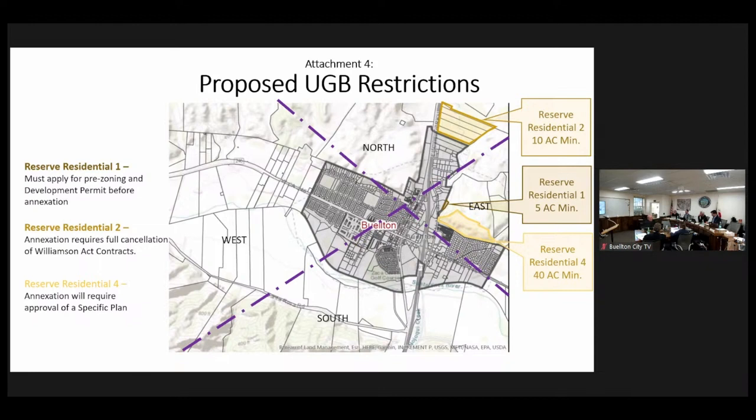Reserve Residential 2 is a 10-acre piece to the north. I'm sorry, this slide wasn't updated. As I mentioned, I'm sorry. Is that weird little piece of property that was next to the commons? Yes, it's right behind the Hampton Inn, right there.